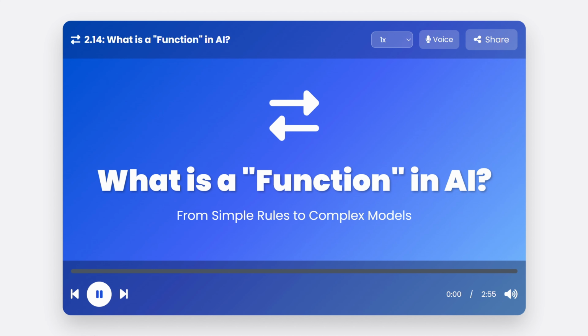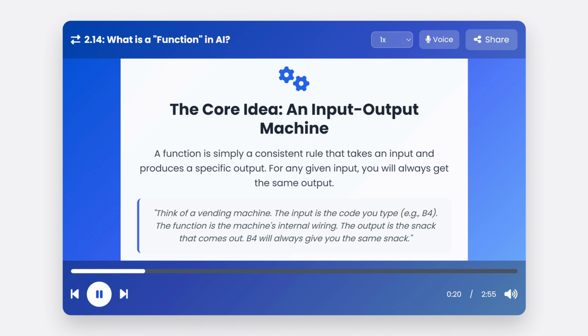We've used the word function a lot, but what does it actually mean in the context of AI? Today, we're going to clarify this fundamental concept and see how it applies from the simplest rule to the most complex neural network. At its absolute core, a function is just an input-output machine. It's a consistent rule that says, if you give me this input, I will always give you that specific output.